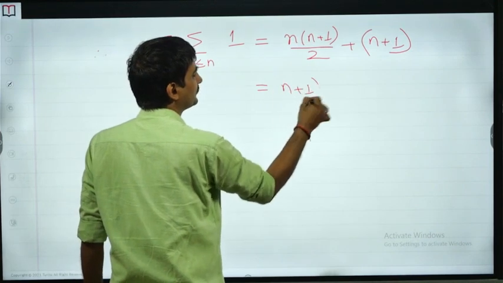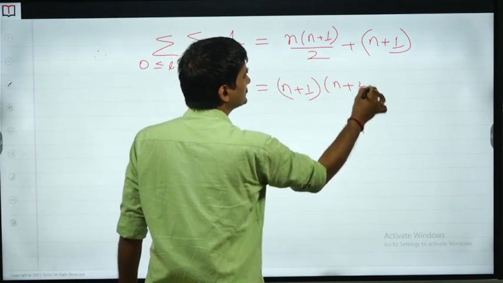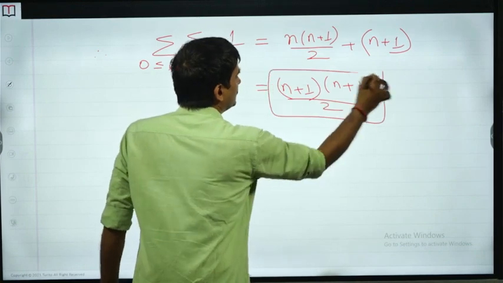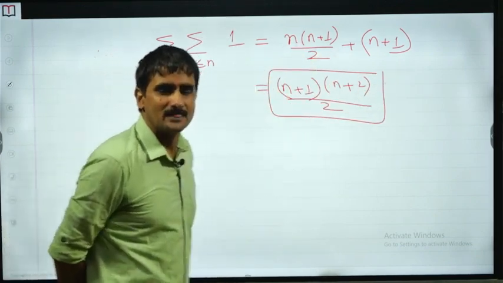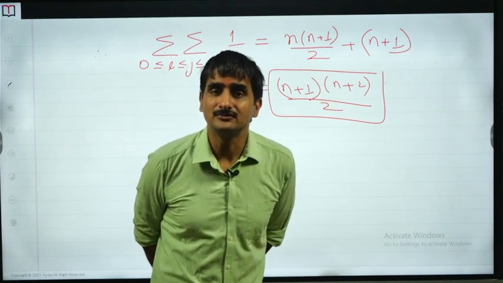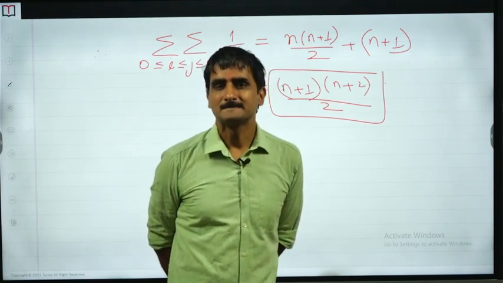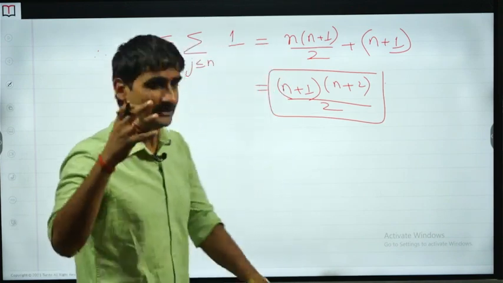Take n plus 1 common, it will be n plus 2 by 2. That's one approach. That's the approach we use using the matrix method. Okay, I believe you would have understood.